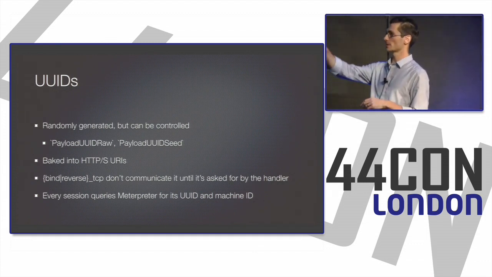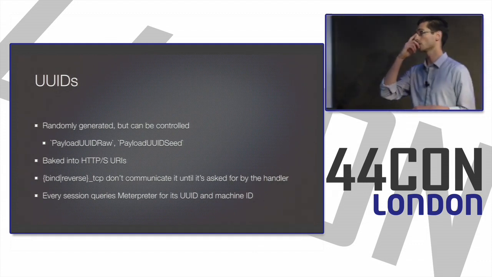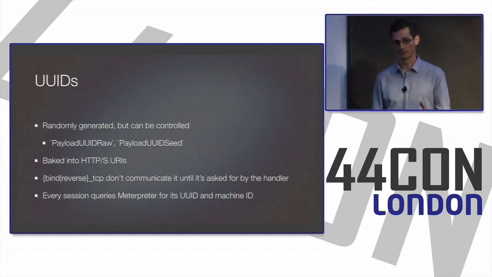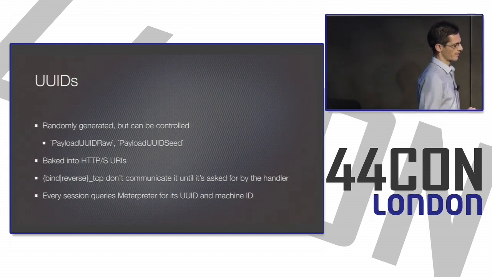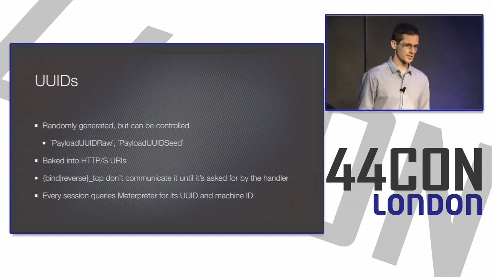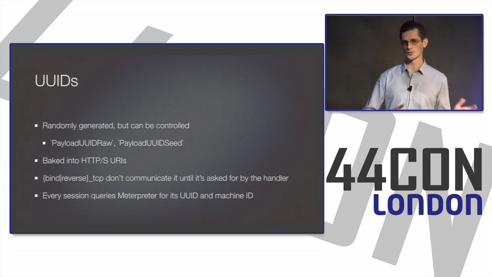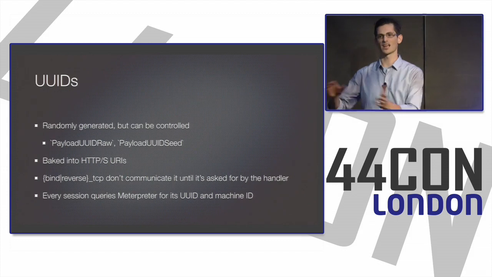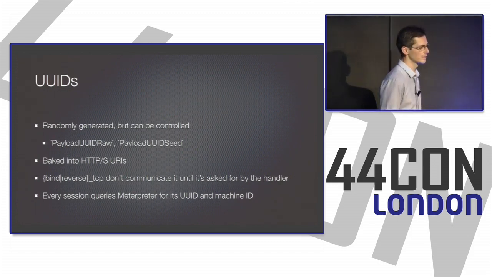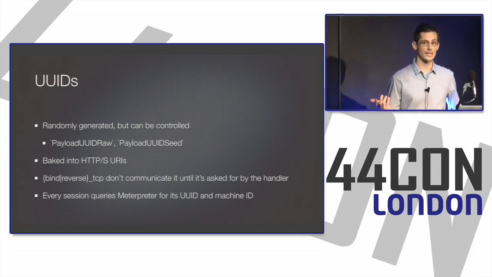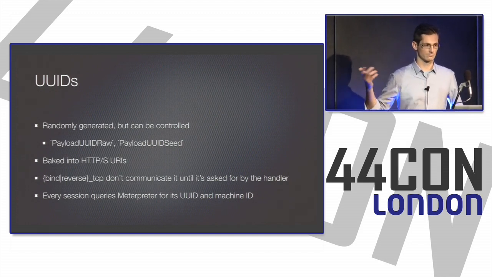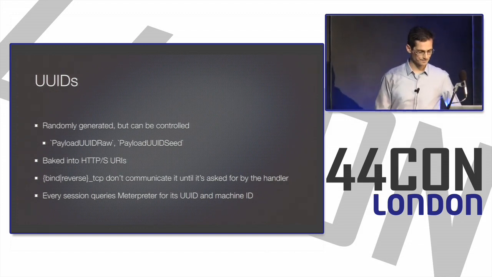There are some parameters, these payload UUID raw and payload UUID seed. You can configure those. And the reason why they're in play really is just to give you fine-grained control, and then you can do some kind of pattern matching on the UUIDs that are generated to be able to categorize them better or something similar. But for the most part, I would be surprised if they got used to a great extent.